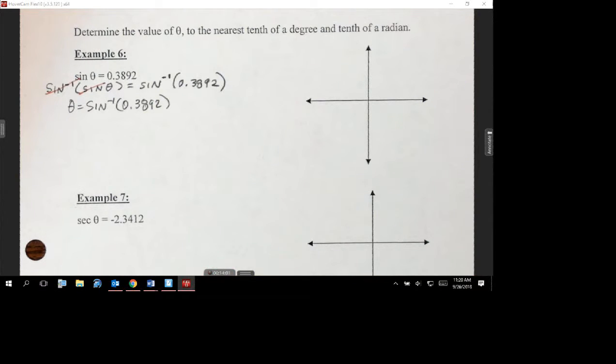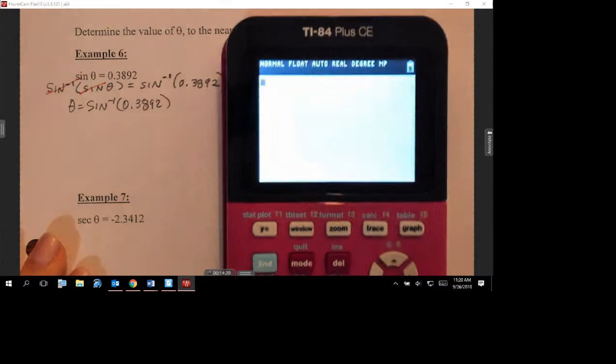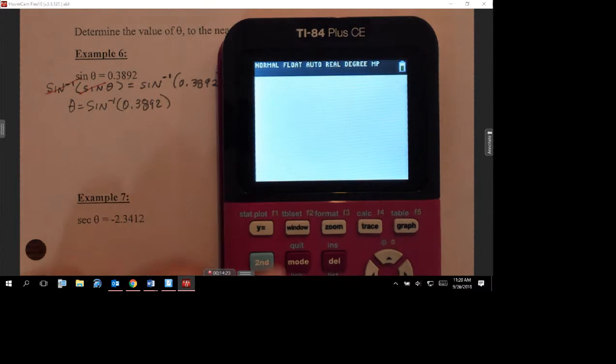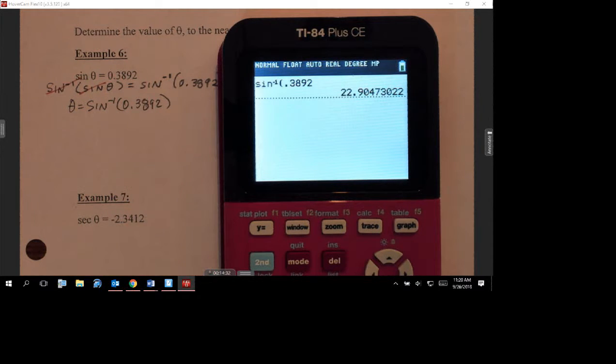Now, it does say in the directions to do both degrees and radians. Let's all make sure we're doing the same thing at the same time. So can we do degrees first? Make sure your calculator is in degree mode. And I get about 22.9 degrees. And that's an approximation.